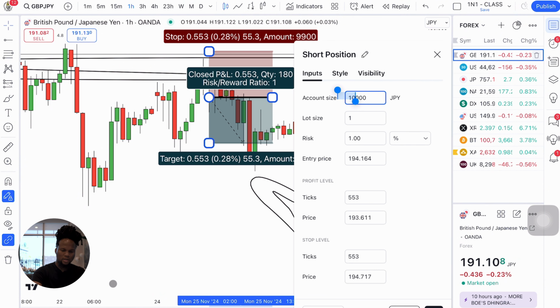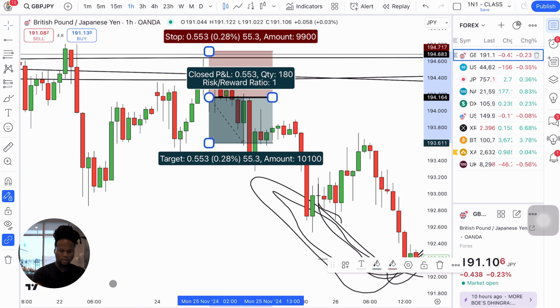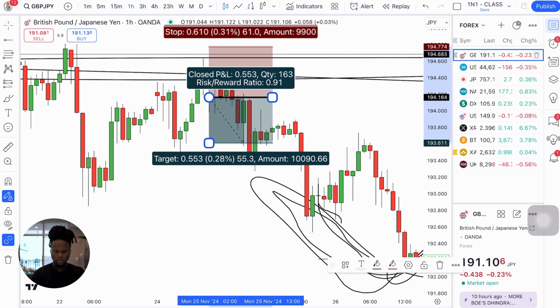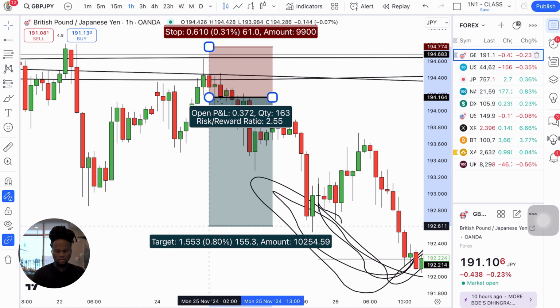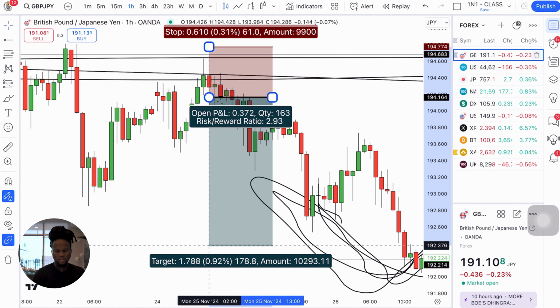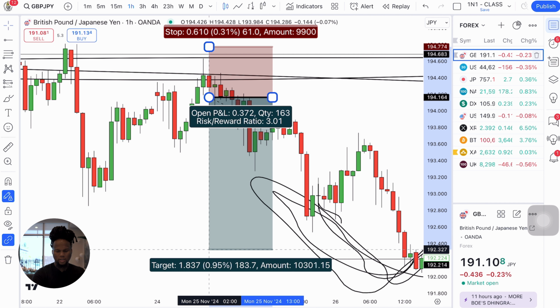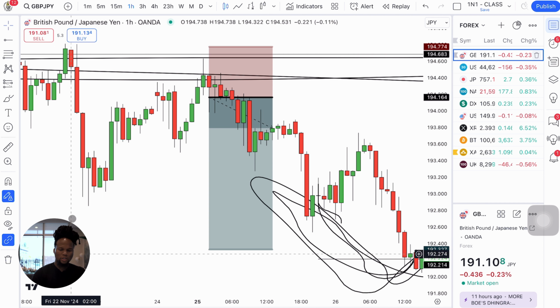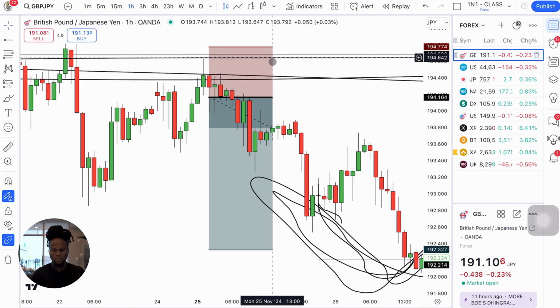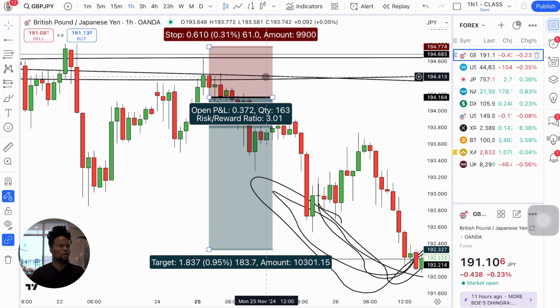So this is my stop loss area above here, which is 61 pips. And I'm looking to make 3 times that, which is down here, right here. So in this area right now, 61, I don't want to lose more than 1% of my account, meaning I don't want to lose more than $1,000.